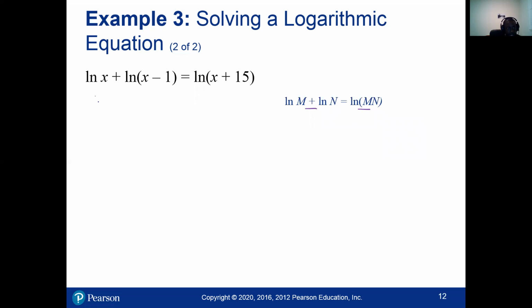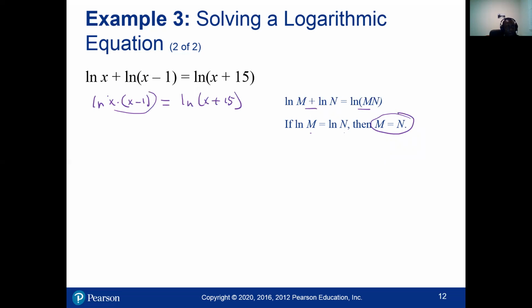So this is natural log of x times x minus 1 equal to the natural log of x plus 15. Okay, then the next step is that we can drop the natural log. If I have the natural log of m equal to natural log of n, it becomes just m equal to n. So this whole thing is my m, and that is my n. So this is x times x minus 1 equal to x plus 15.